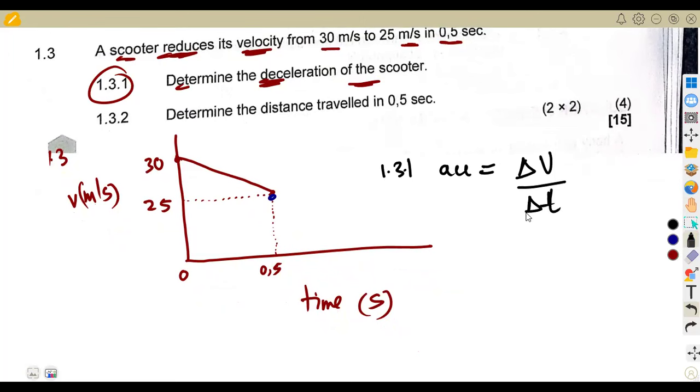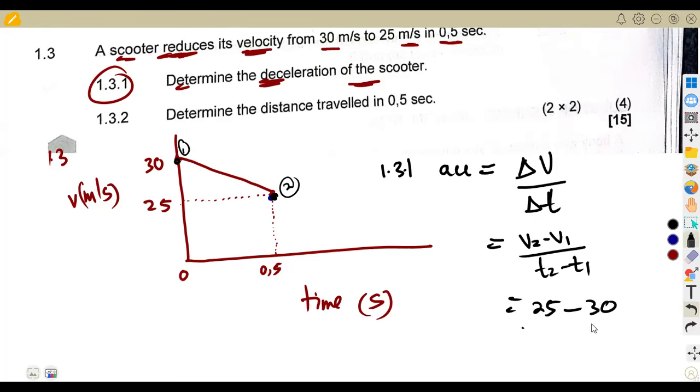All right, so from the formulas, from the diagram like this, we understand that acceleration is the change in velocity over the change in time, whereby the change in velocity is V2, the final velocity, minus V1. You can say this is our point one, this is our point two. So it's going to be V2 minus V1 over T2 minus T1, if you want to use the formula. V2 is the final velocity at 25, minus V1, where it started at 30, over the time it ended, T2, 0.5, minus T1, which is at 0. So that is how you can calculate this, and it's going to give us negative 10 meters per square second. That is a deceleration.